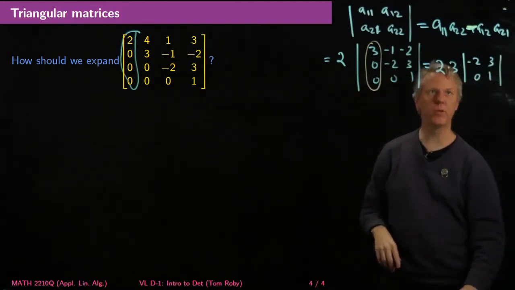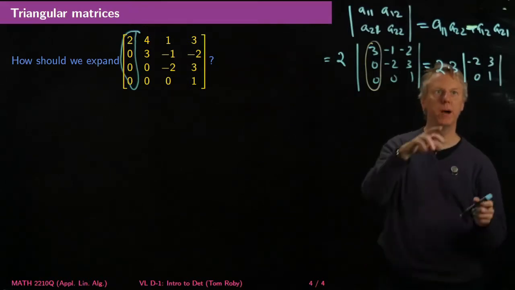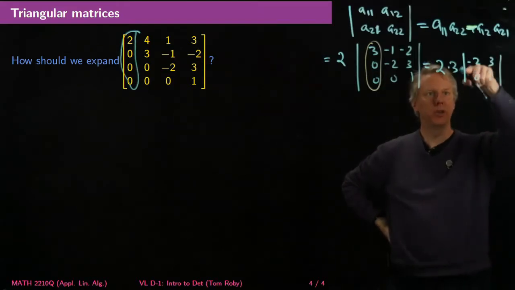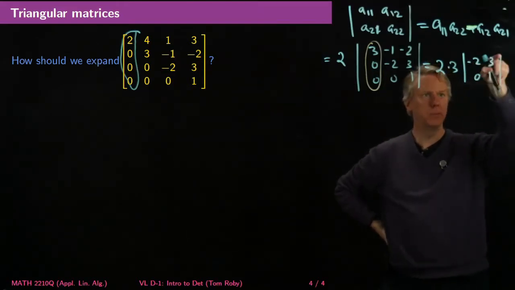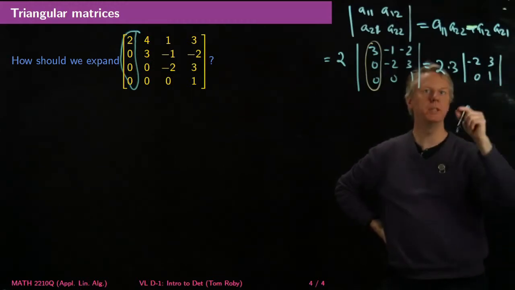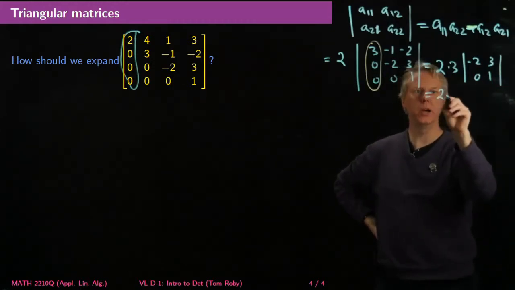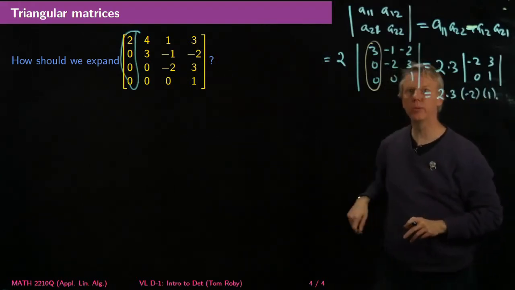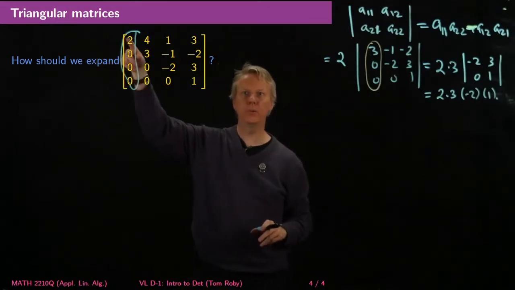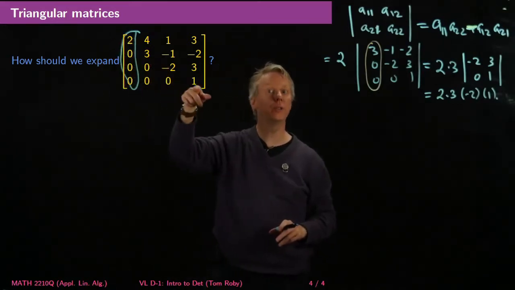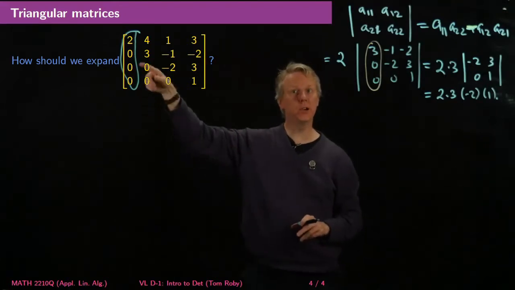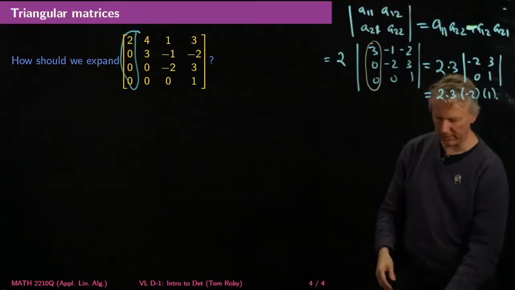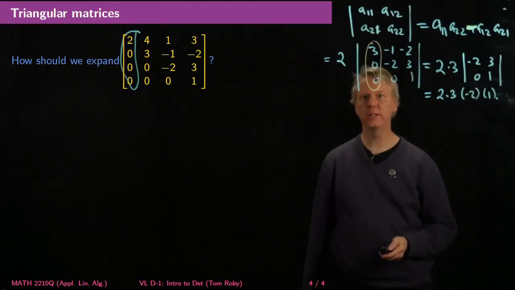Now we could just use the formula for the 2-by-2 determinant at this point, but this is exactly the same form again. If we expand along this column, we'd have -2 times 1 and then plus 0. So this is equal to 2 times 3 times -2 times 1. And when you look back at the original matrix, what did I do? I was just multiplying those diagonal entries, because these zeros killed off all the other terms that I might have to worry about. And this is something that happens in general, and it's really nice.